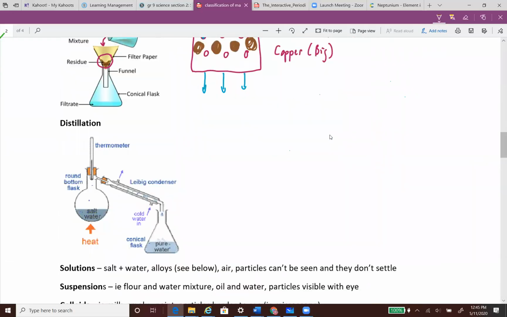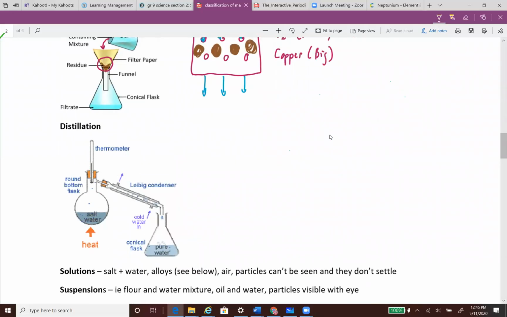So then on the left side, if we look at mixtures, we can physically separate them through filtering, is one. Here's another example. This is called distillation. In this case, we take something like salt water and we heat it. Now this would work with coffee too. Coffee is a mixture of coffee and water. This will work with water and alcohol.